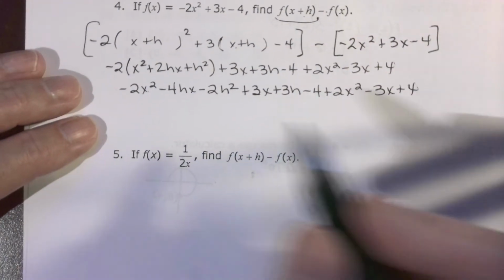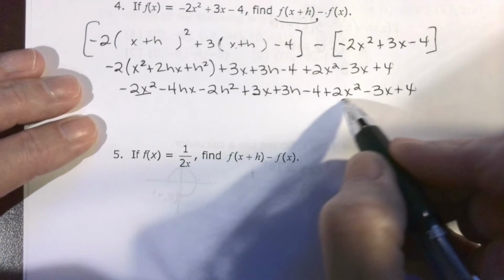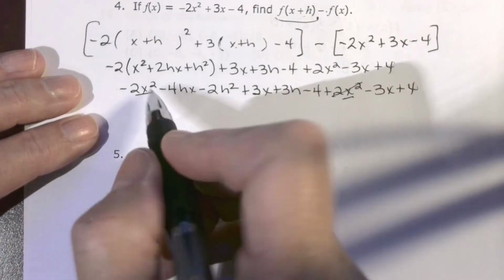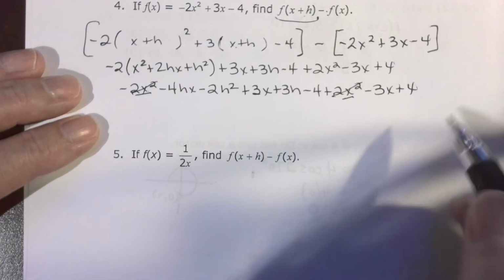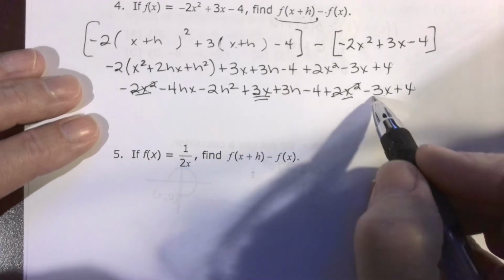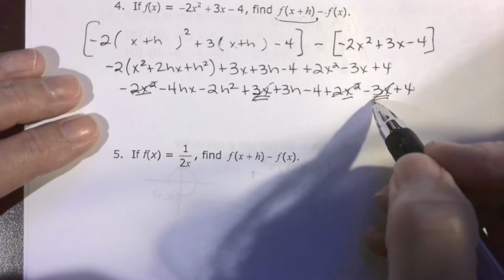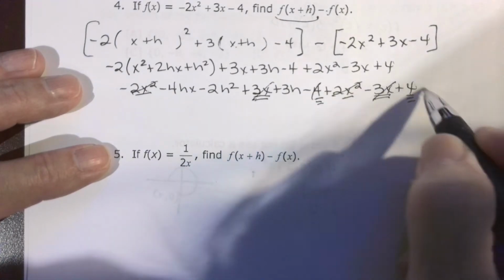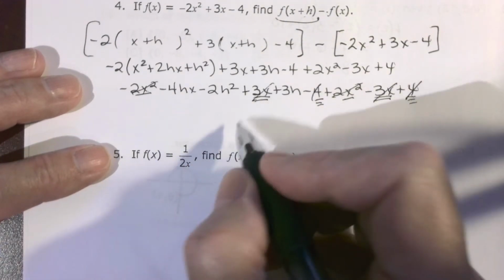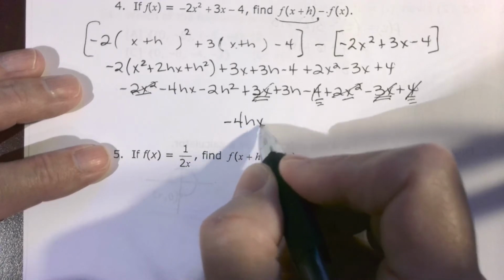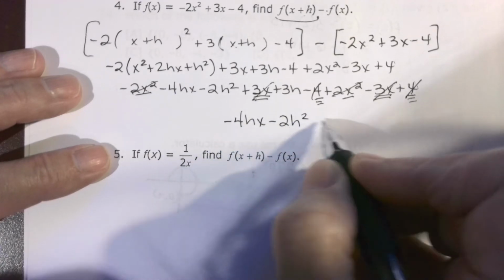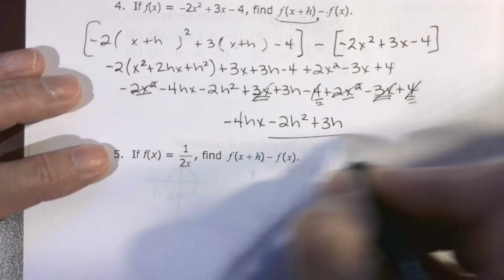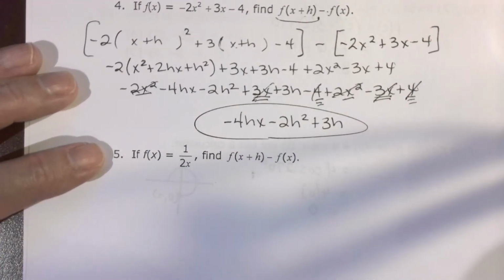Now we'll look for like terms. Here's an x squared and here's an x squared, and they're actually going to cancel each other out because they're opposites. Here's a 3x, and here's a -3x. They're going to cancel each other out. Here's a -4 and a 4. They're going to cancel each other out. So I'm left with these. -4hx minus 2h squared plus 3h. And that's what's left.